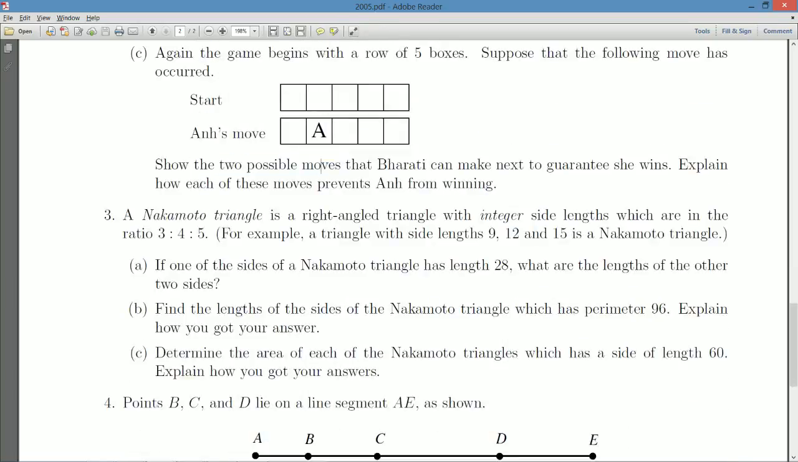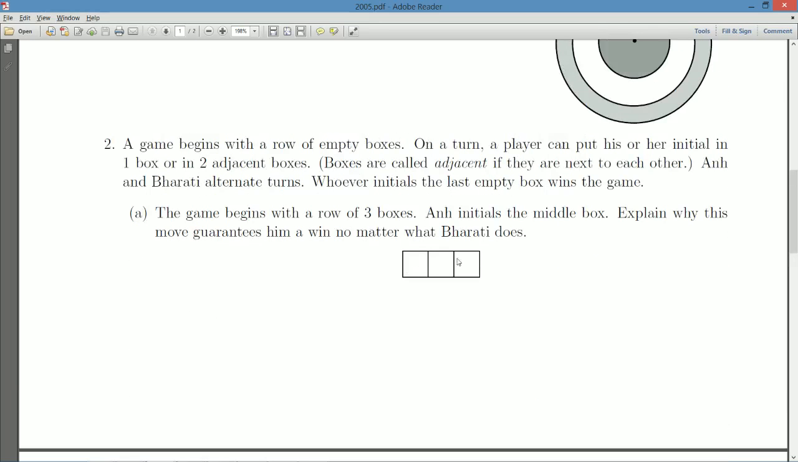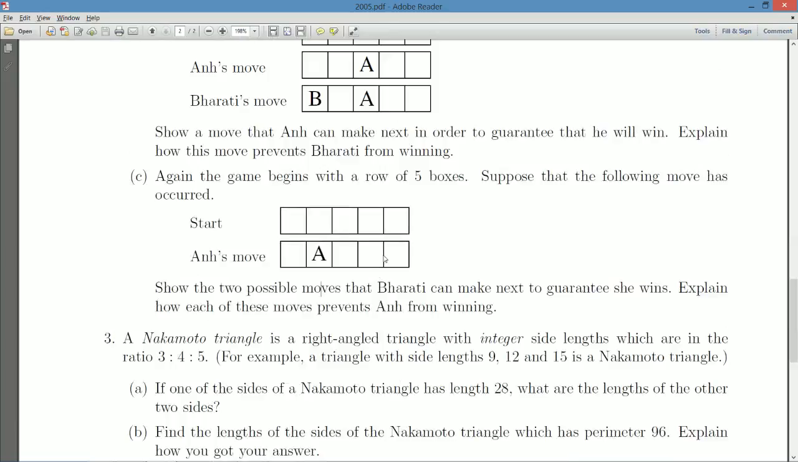Okay, so now we're asked to find all the winning moves, I guess, that Barati can make next to guarantee she wins. Explain how each of these moves prevents On from winning. Okay, so this might call for a little more experimentation. A cursory glance suggests B can't go there, because then we have the 1, 2, 3 case, and On knows how to win. Just does the middle box, and there's nothing left that can be done. So we're likely going to have to move somewhere over here.